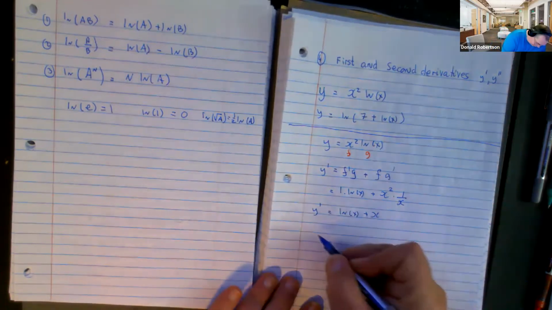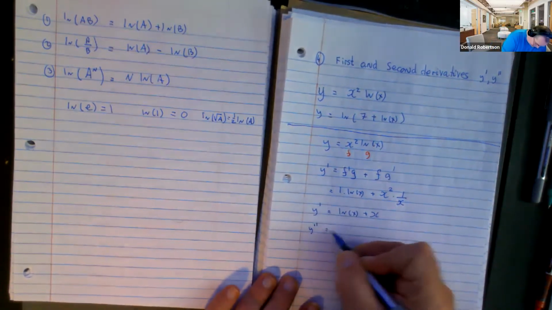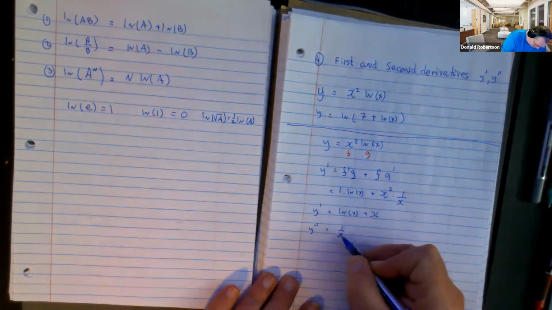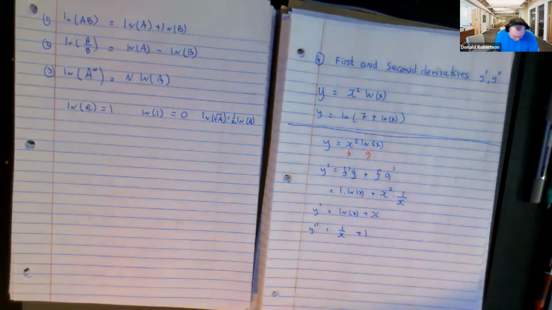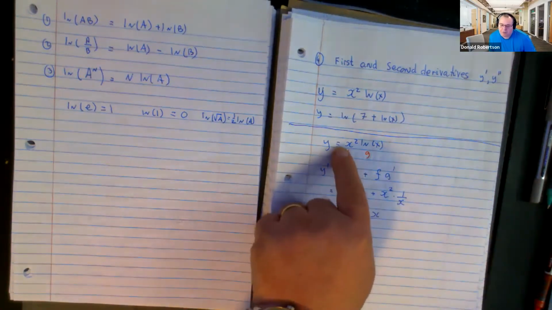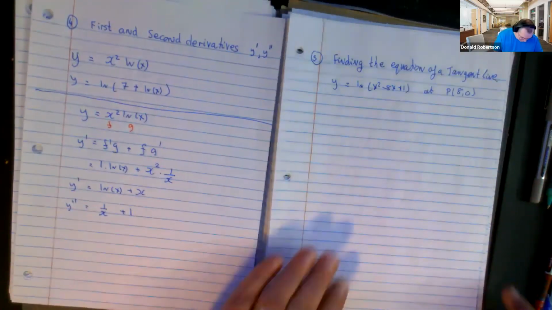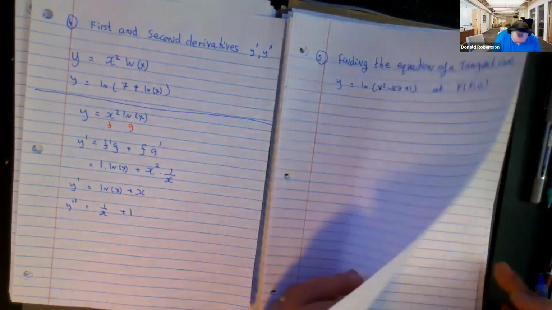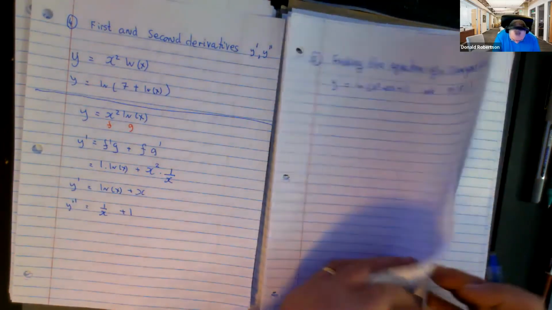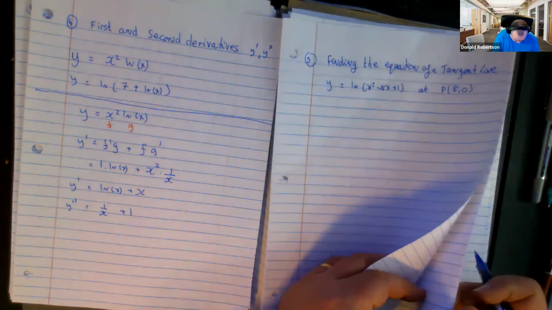Now you differentiate it again. That guy's going to be 1 over x, and that guy's going to be 1. Are we good? So that would be an example of a first and second derivative question, which went pretty smoothly. So let's have a look at one where things kind of go wonky.